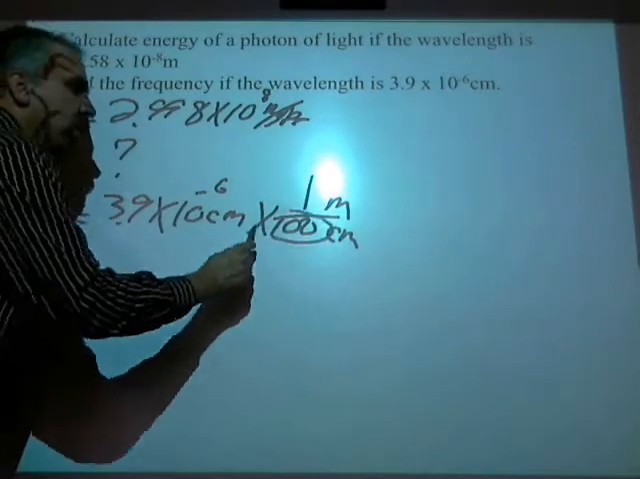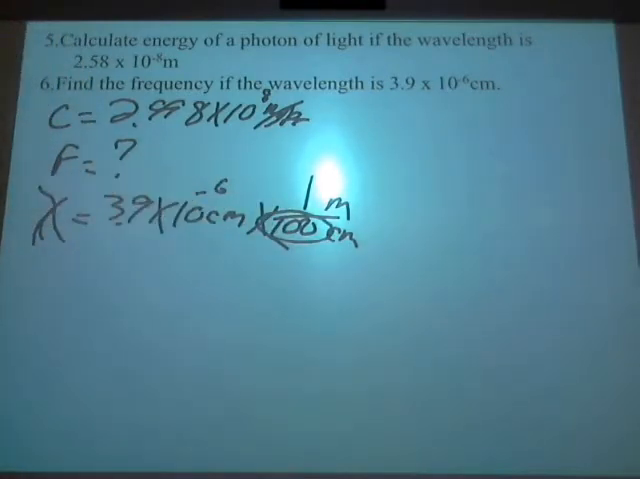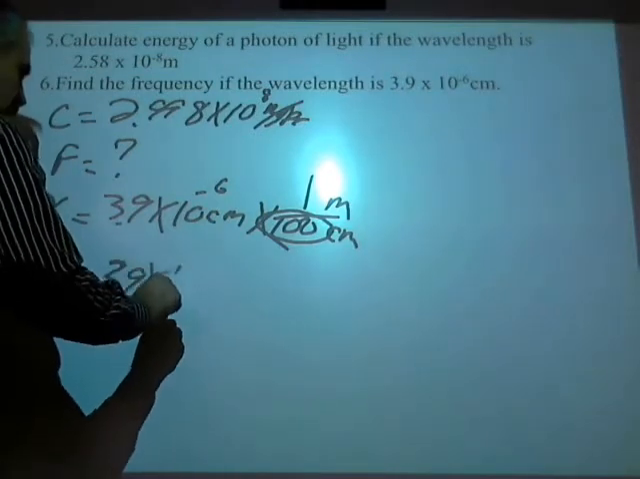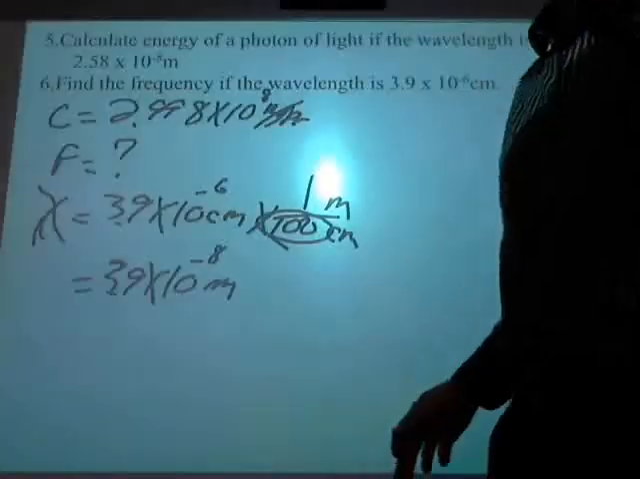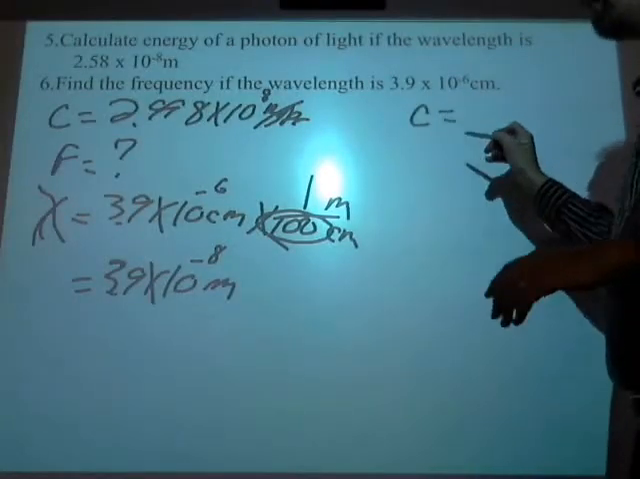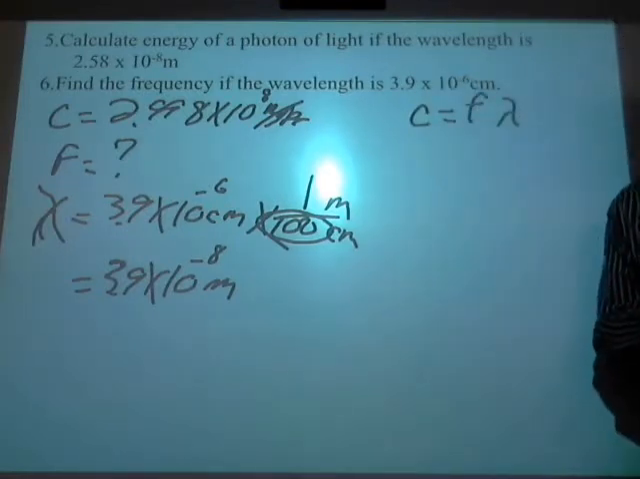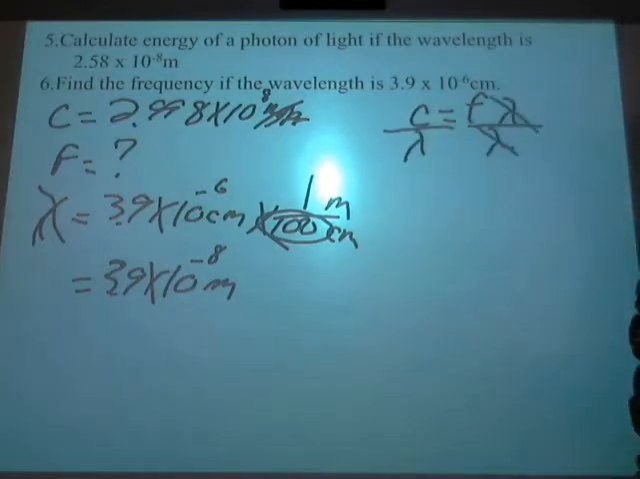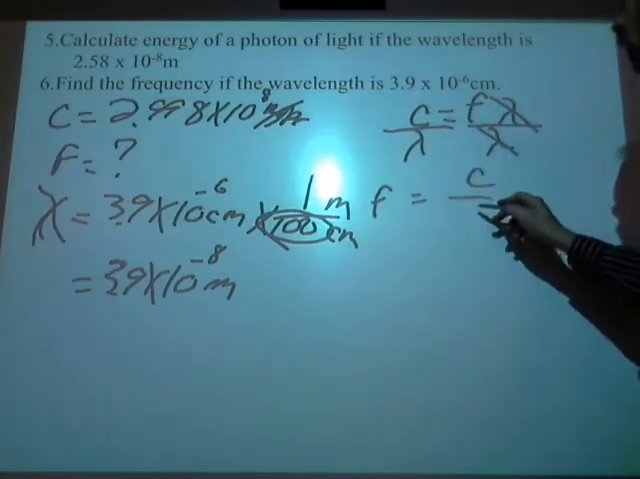I got to make this guy 2 places smaller. How do I make a negative 6 2 places smaller? Negative what? So 3.9 times 10 to the negative 8 meters. Write my equation down and check if it's set up. This one's not set up correctly. I need to solve for frequency, so what do I do to both sides? Divide by wavelength. You've got to get rid of wavelength, right? Okay, so frequency equals C over wavelength.